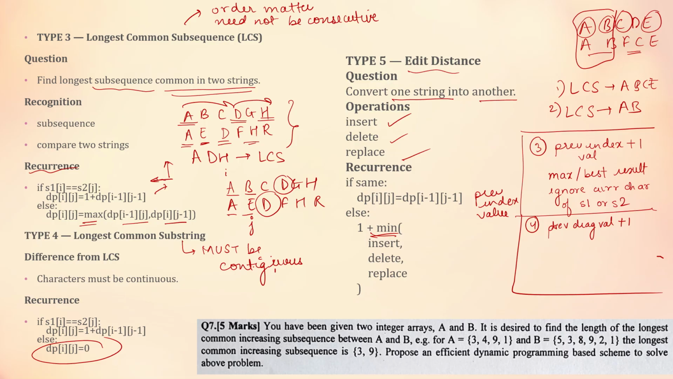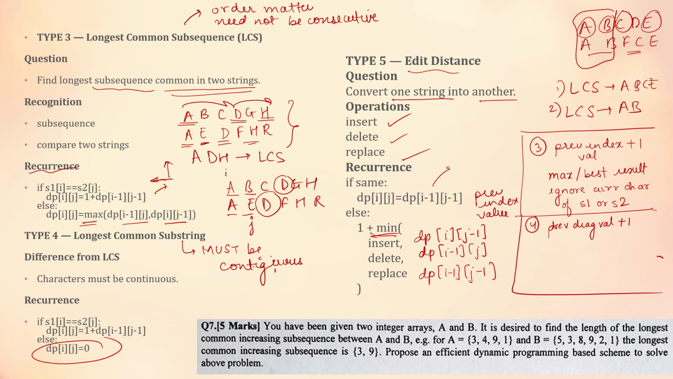Now in case of insert, we'll write dp of i, j minus 1. In case of delete, we write dp of i minus 1, j. And in replace, we write dp of i minus 1, j minus 1 because we have to move to the previous value. In case of replace, because you are replacing the value, your current will change.